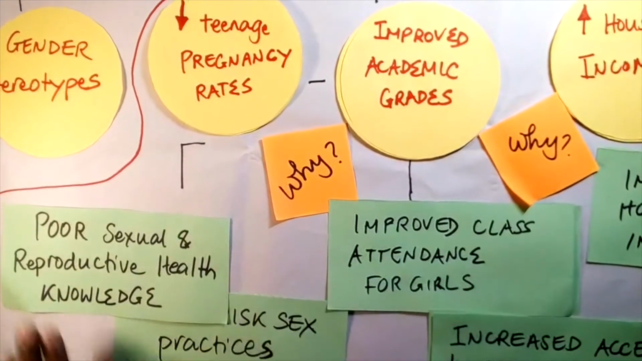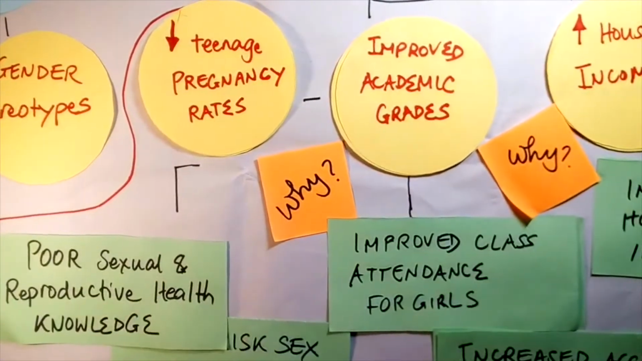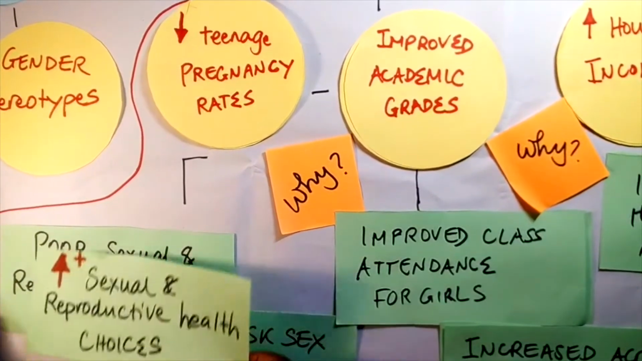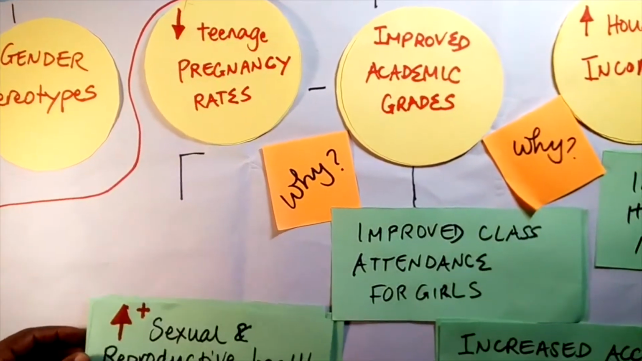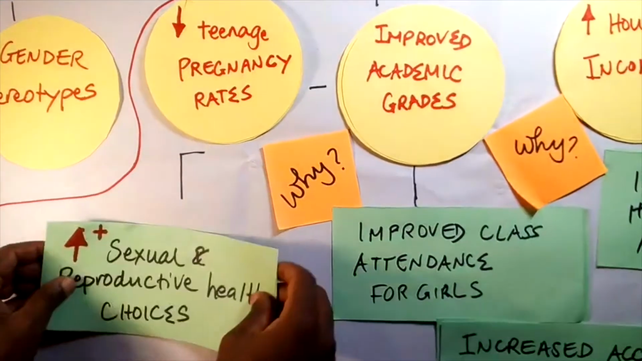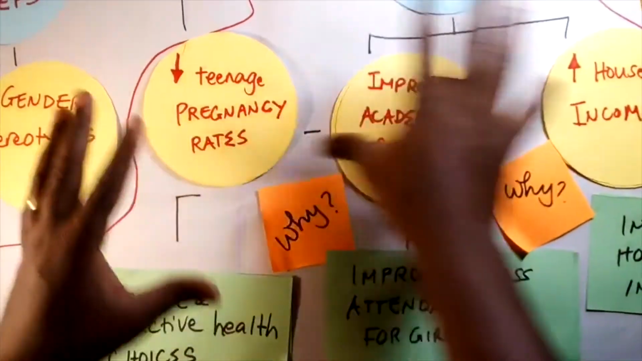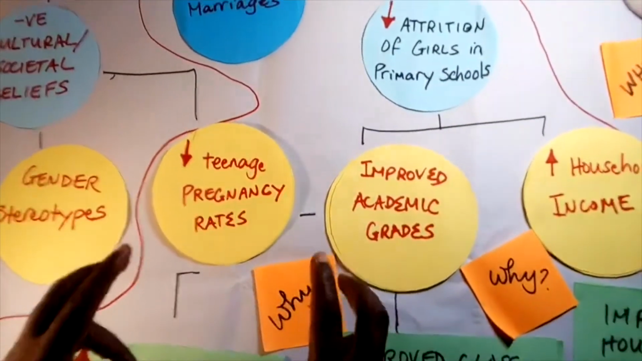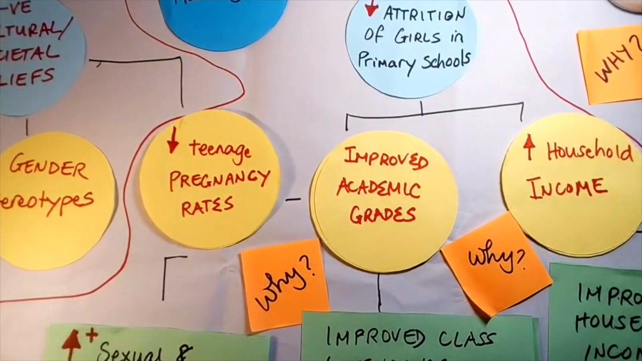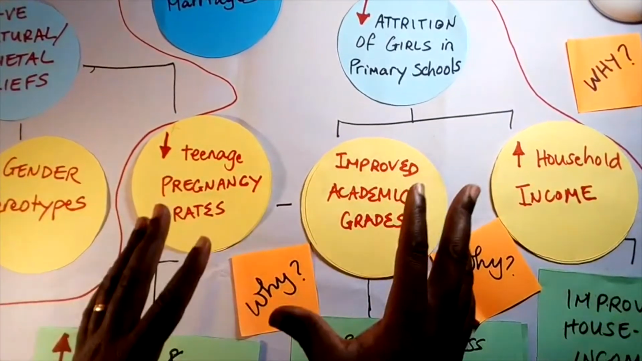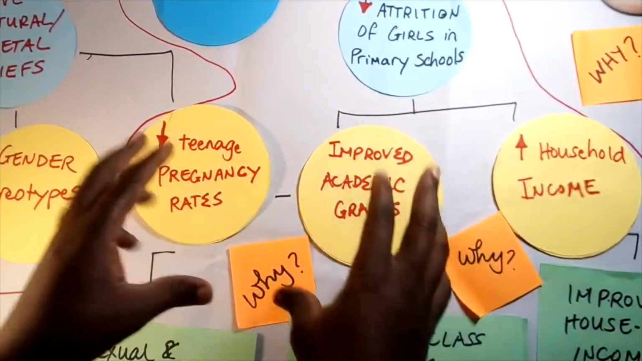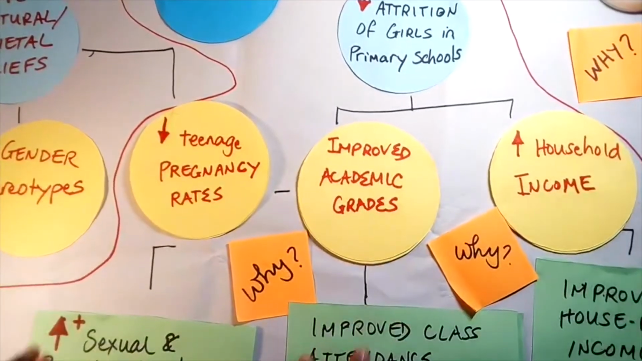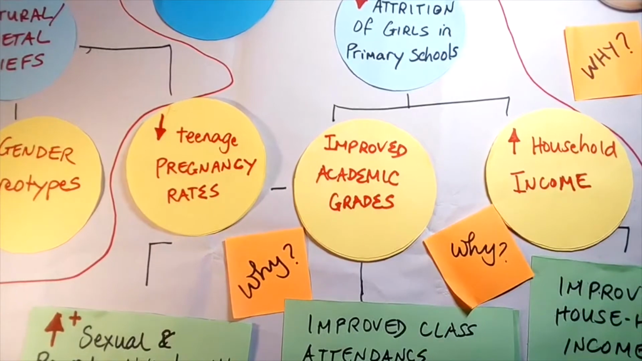Then this whole area of sexual and reproductive health, poor knowledge, poor sexual practices. Let's say we're going to increase and make sure that people have positive reproductive health choices. So it's now become what we call an objective tree, from a problem tree to an objective tree, which is telling us what we're going to do. So next is to ask ourselves, what activities do we then do? That's the next sheet we're going to be looking at.